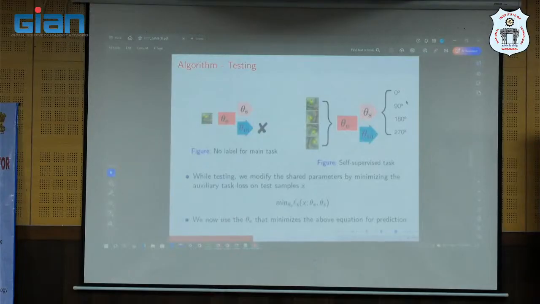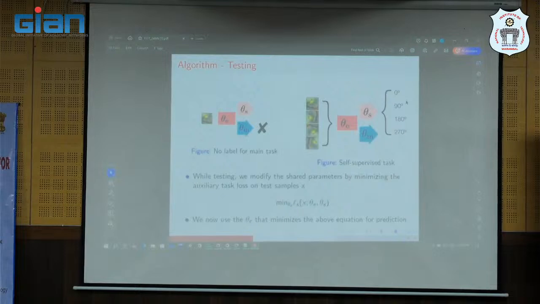And we can get the loss from that task always, right? So during testing, we compute the loss with respect to that particular head, and we backpropagate it through theta e. Theta e is shared between both the self-supervised task and the main task. So we update theta e, and this updated theta e is used to compute the final output. The class that we wanted to predict, we will predict it using the updated theta e.